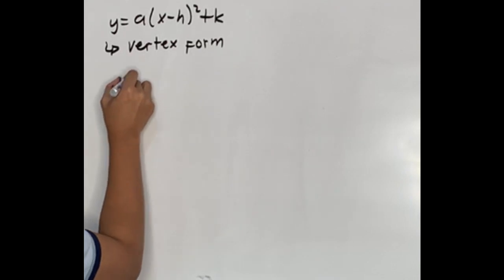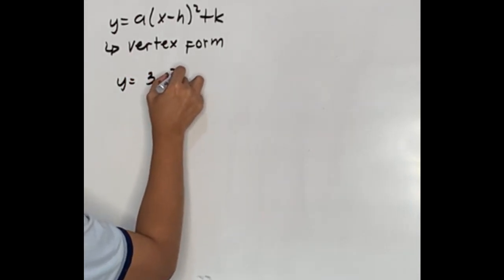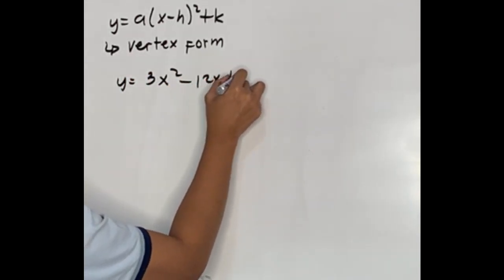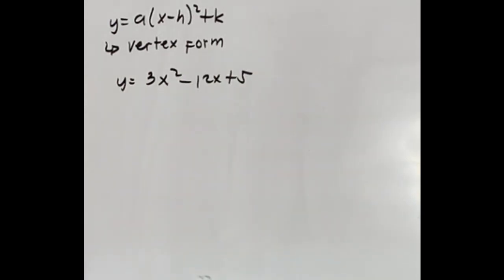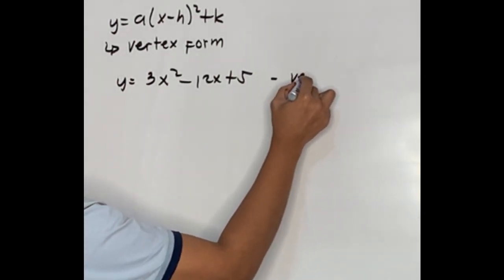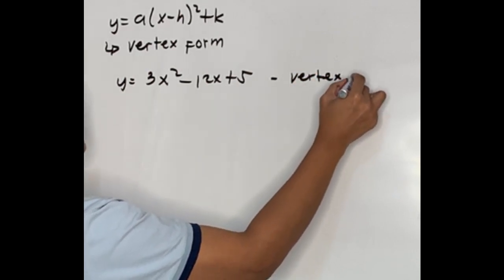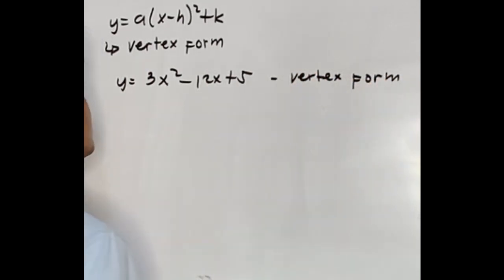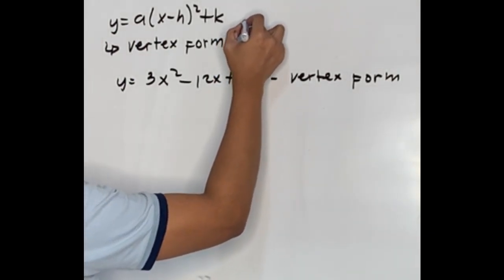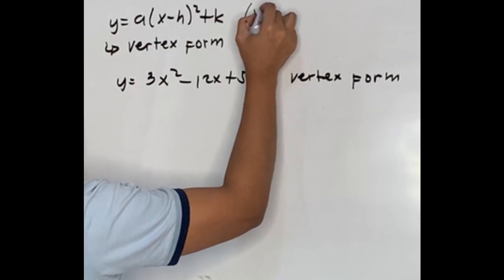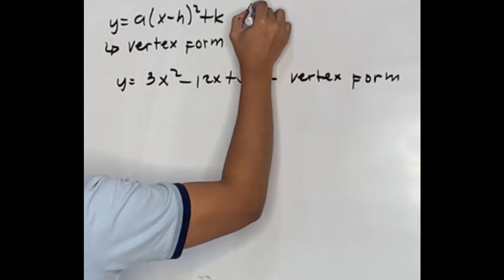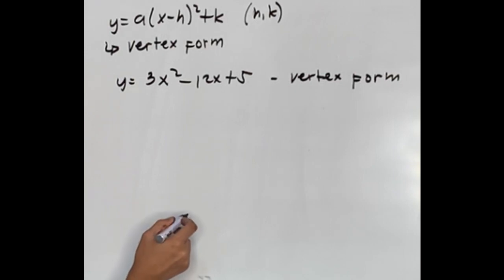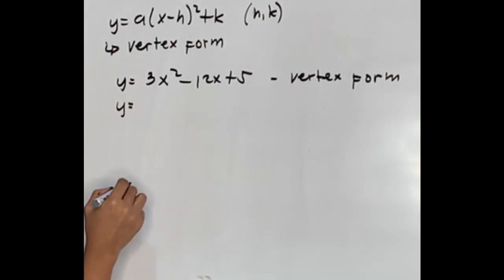Consider y is equal to 3x squared minus 12x plus 5. Let us rewrite this equation into vertex form. Vertex form is one of the important forms of a quadratic function, wherein you could identify the vertex of the given quadratic function, which is (h, k). Okay, now let's have the process of making this equation y equals 3x squared minus 12x plus 5 as in vertex form.